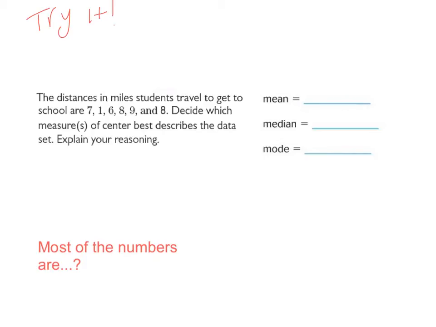So first of all, I'll read the problem to you. The distances in miles students travel to get to school are 7 miles, 1 mile, 6 miles, 8 miles, 9 miles, and 8 miles. Describe which measure of center best describes the data set and explain your reasoning. Explain why you think that. So I'm going to first look at this data set and I'm going to think to myself, most of the numbers are around blank. Most of them are around what? Think of what number you're aiming for.